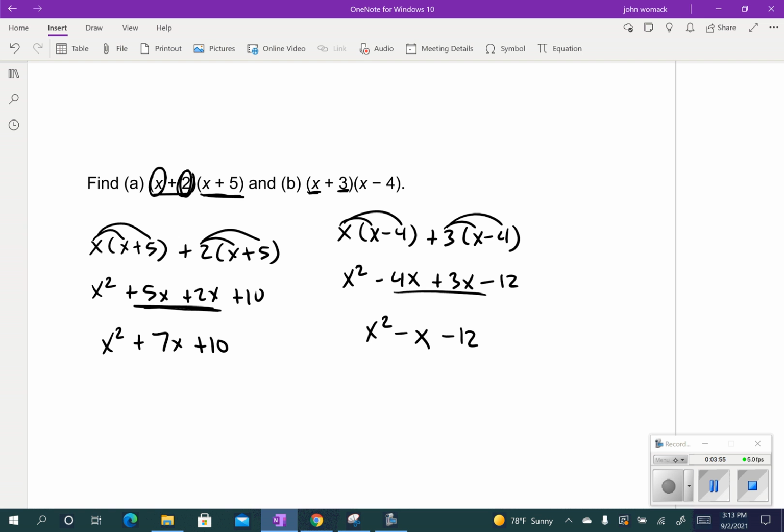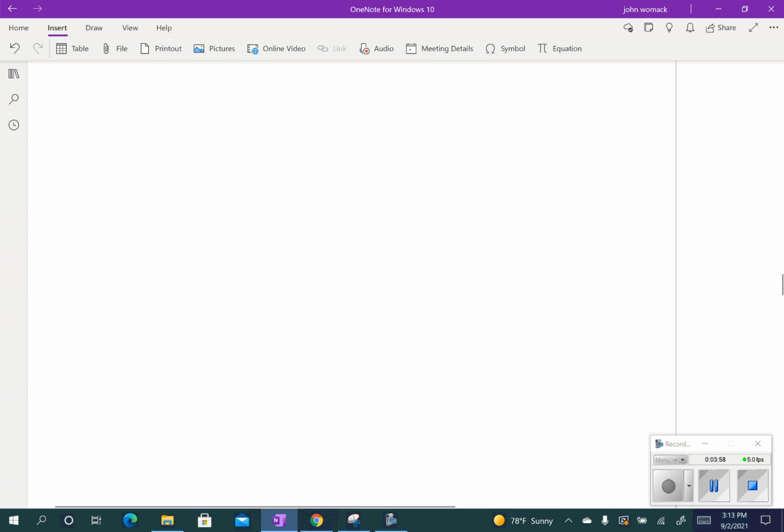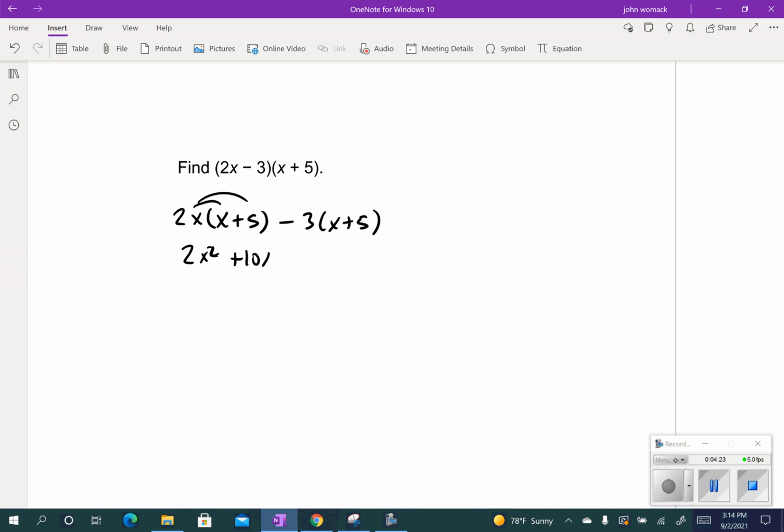Some other ways to look at these problems. Well, actually, let's do this. I want you guys to try one that way. So multiply out this 2x minus 3 times x plus 5 using the method we just did, and then I'll show you another way you can do the same problem. All right, so it should look like this. 2x times x plus 5 minus 3 times x plus 5. So we distribute the 2x through, 2x squared plus 10x, distribute the minus 3 through, minus 3x minus 15. Combine those like terms, 2x squared plus 7x minus 15.